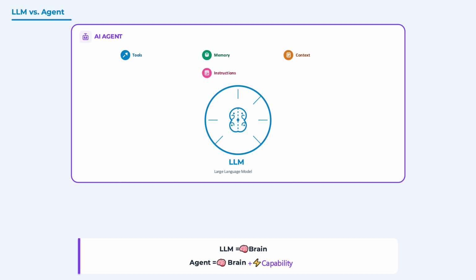So I like to think of it like this. The LLM is the brain. The agent is the system that gives that brain instructions, tools, context, memory, and the ability to take actions.